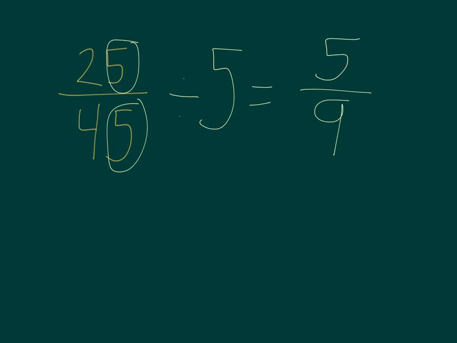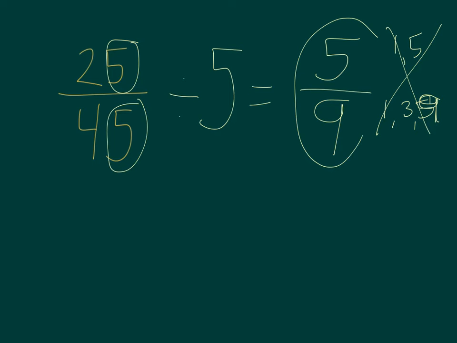What are the factors of 5? They're 1 and 5. What are the factors of 9? I have 1, 3, and 5. Or 9, I'm sorry. Whew. But they have nothing in common at all, so 5/9 is in simplest form.